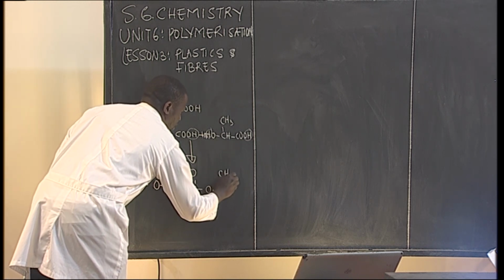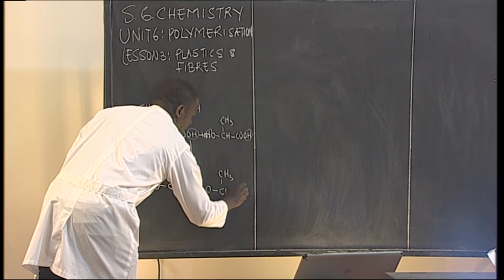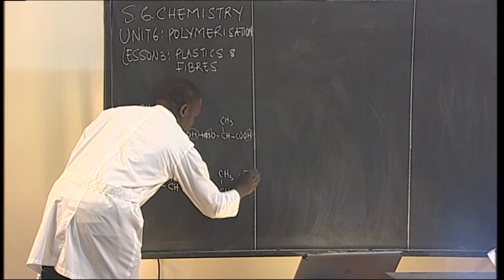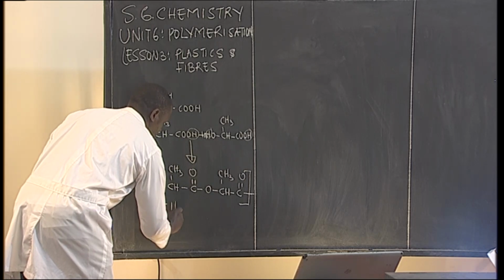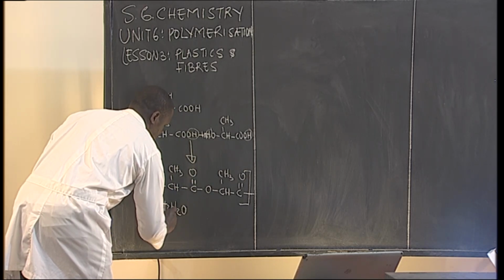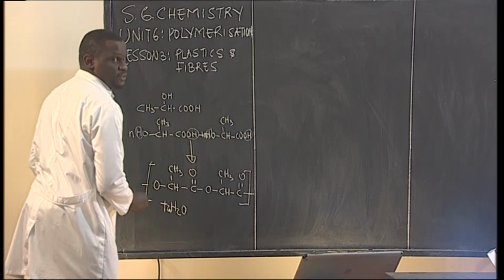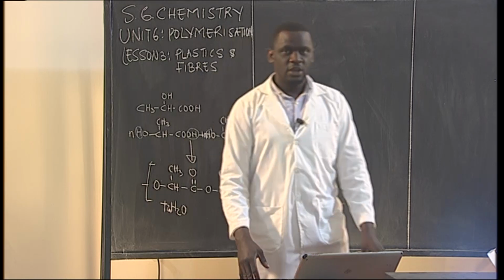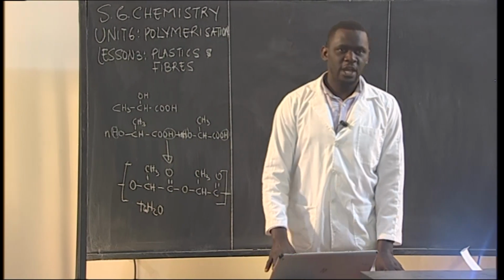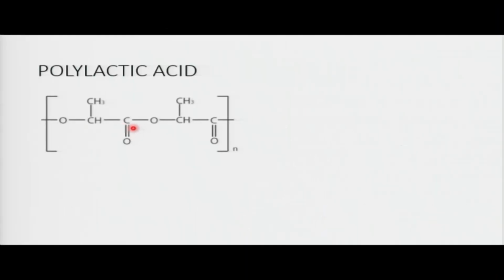As we've seen, our polylactic acid is a polyester. So water is formed, then we say plus water. So there are two, we can say 2n water. So this is our polylactic acid. As you see on our blackboard, it's similar to the one we have here on our slides.